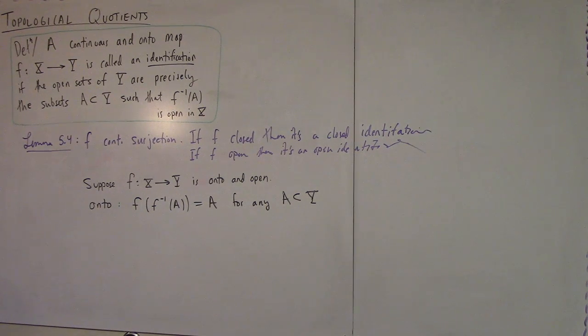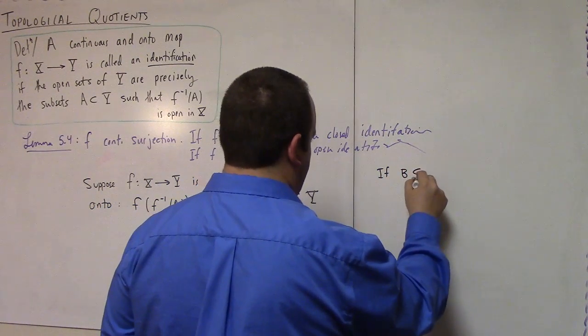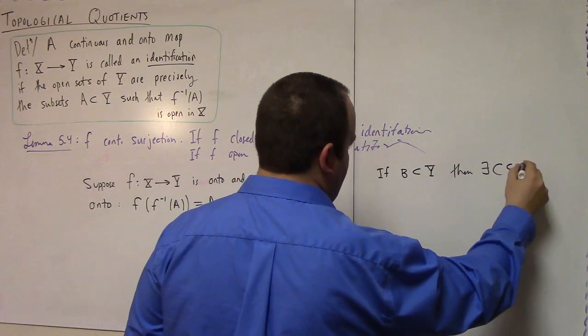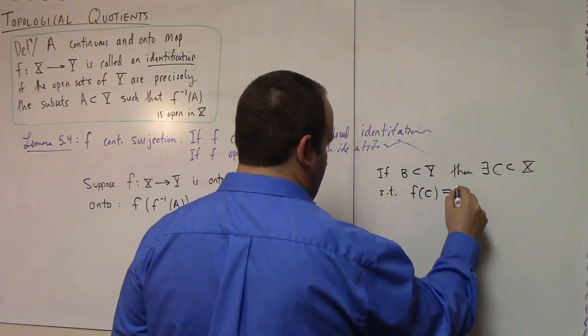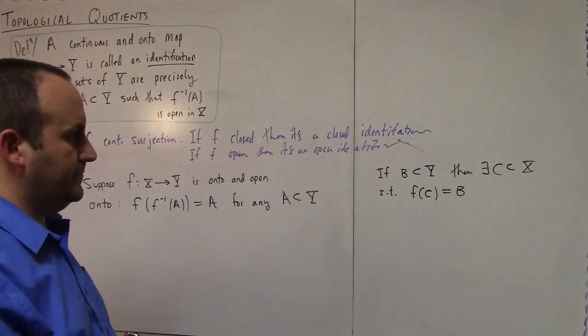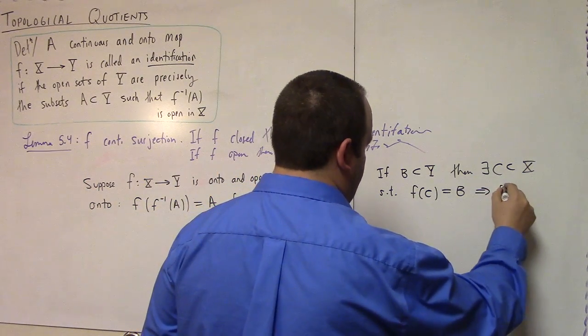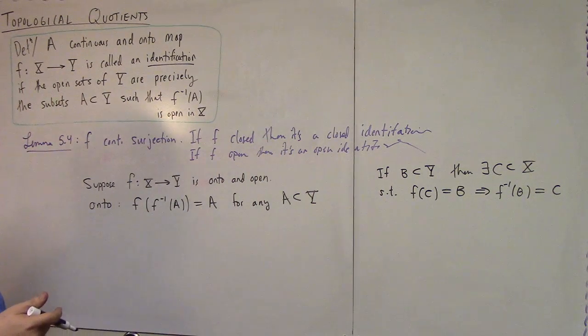So, since F inverse of A. Okay, so if you do a double containment, so that's much trouble. If B is a subset of Y, then there exists, let's say C a subset of X, such that F of C is equal to B. I guess we want to show that. Which implies that F inverse of B is equal to C, where C is going to be a subset of F inverse of B.